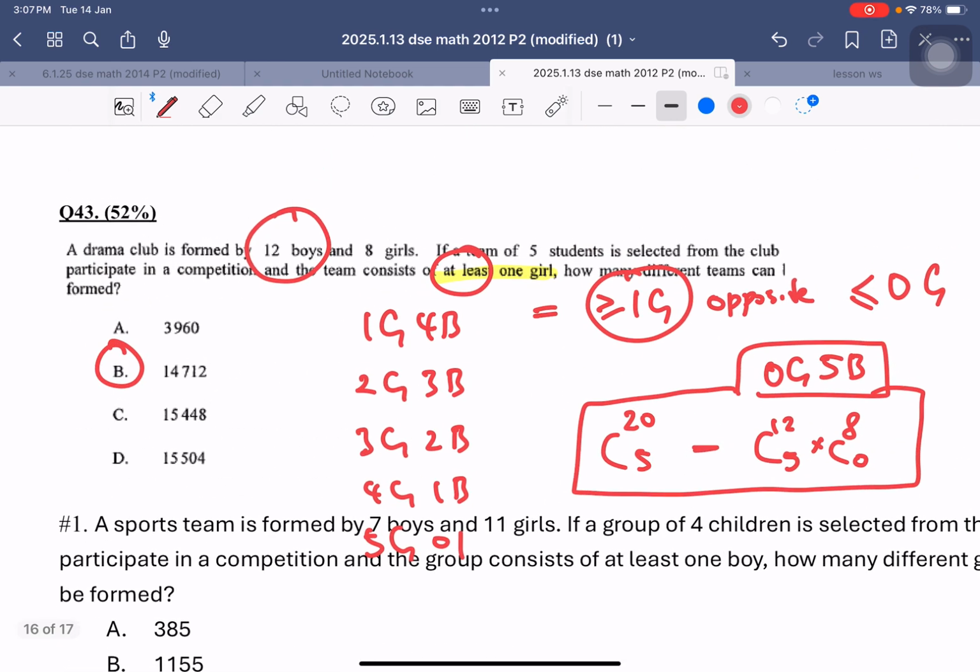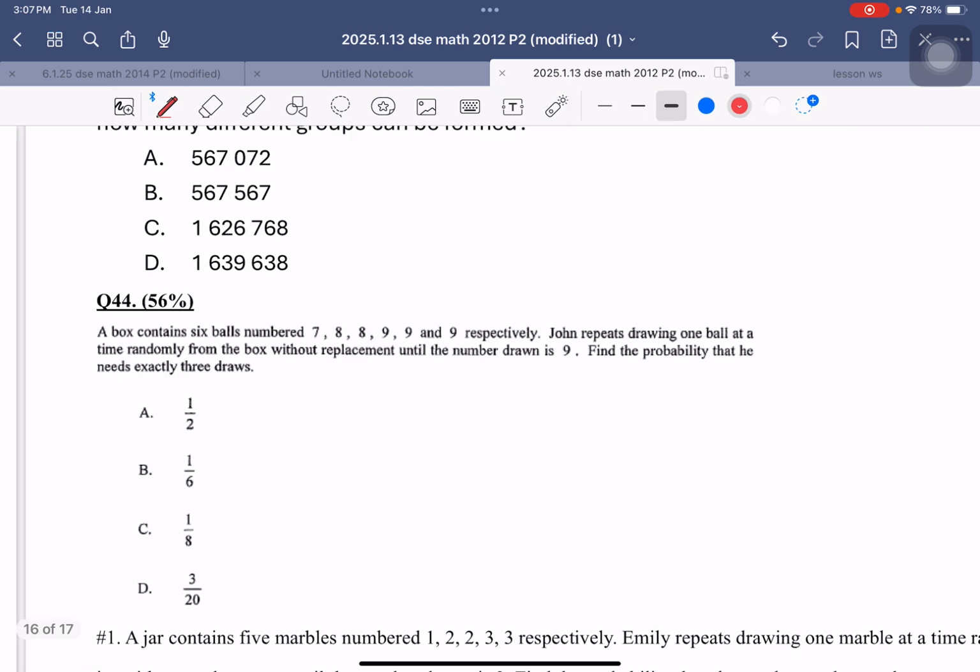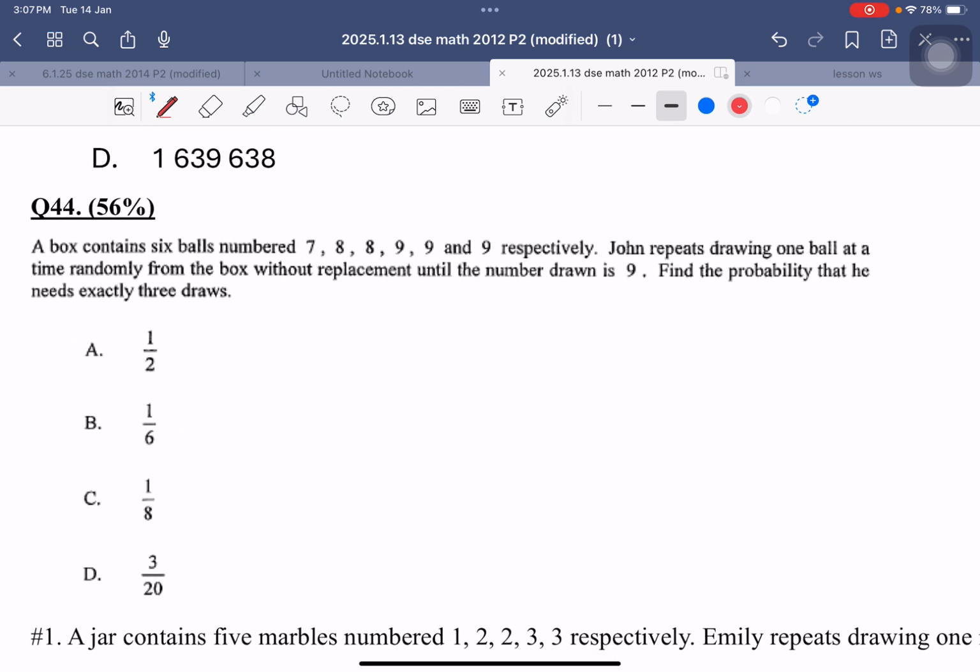Okay, let's think about the last question. Question 44. I give you 1 minute to think about the question. John repeatedly draws 1 ball at a time randomly from the box without replacement. What is the key word? Without replacement. It's permutation. This is actually a little bit hard to think, so read the question first, and then I can tell you how to do it.